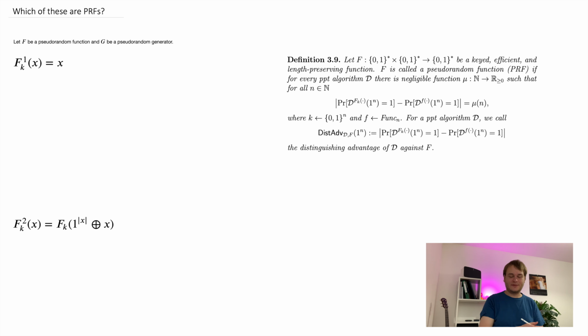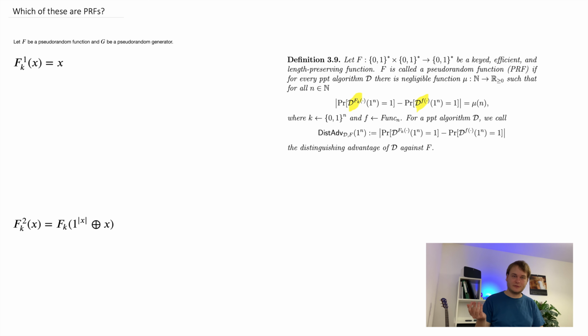Okay, so what is a PRF? We can see this in definition 3.9. The main points here are that for every distinguisher that exists, we have the distinguisher running with the pseudorandom function, so it gets oracle access to this pseudorandom function and can query F_k of x for arbitrary x.